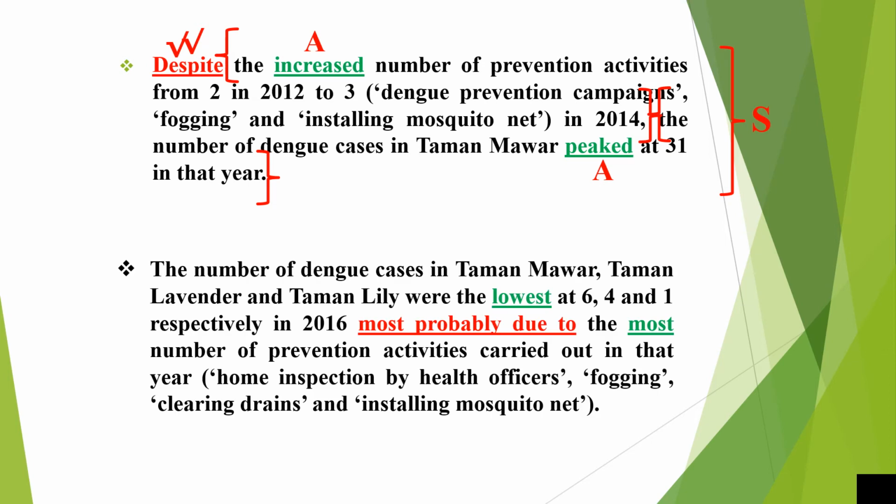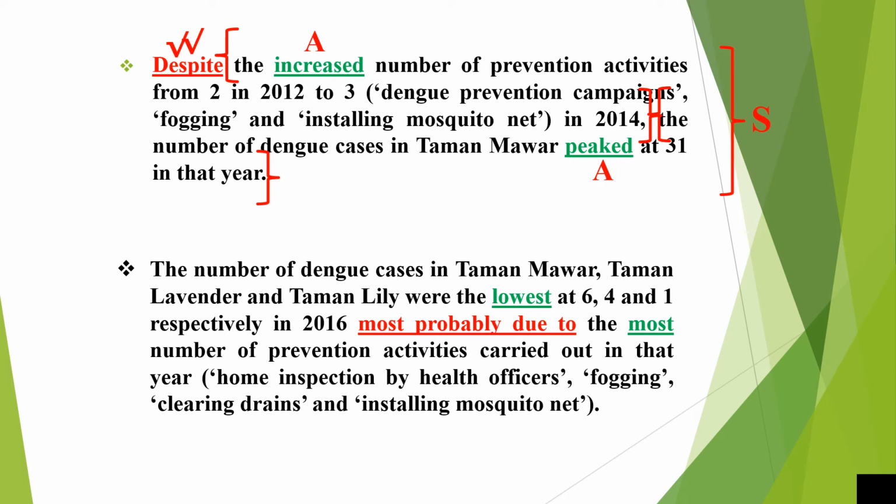Okay, let us look at another example. The number of dengue cases in Taman Mawar, Taman Lavender, and Taman Lily were the lowest at 6, 4, and 1 respectively in 2016. Most probably due to the most number of prevention activities carried out in that year. Home inspection by health officers, fogging, clearing drains, and installing mosquito net.